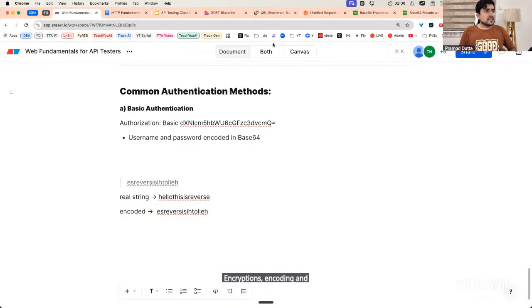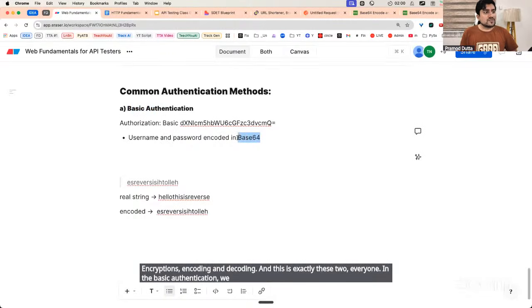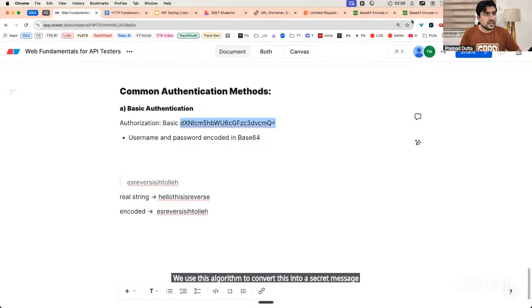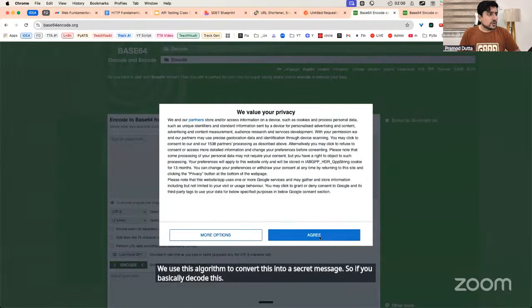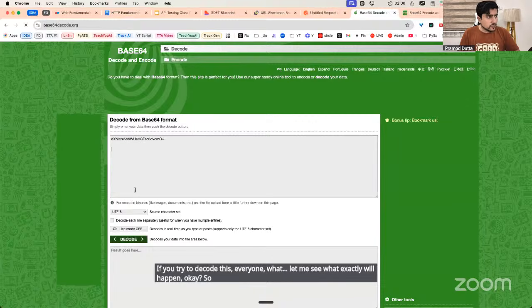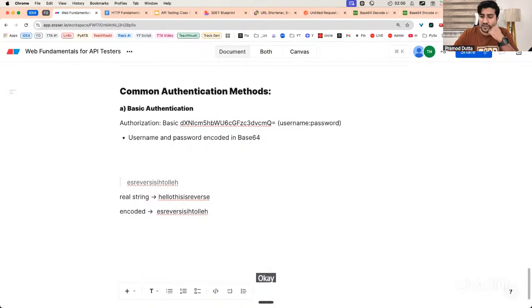And this is exactly these two, everyone. In basic authentication, we use the base64 algorithm. We use this algorithm to convert this into a secret message. If you try to decode this, let me see what exactly will happen. So if you decode this, what is the answer? Username and password. Actually, the string is username password in this case. This is exactly what you need to learn and understand.